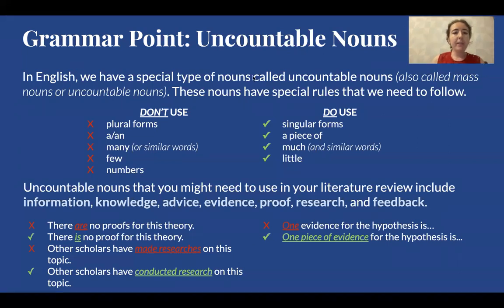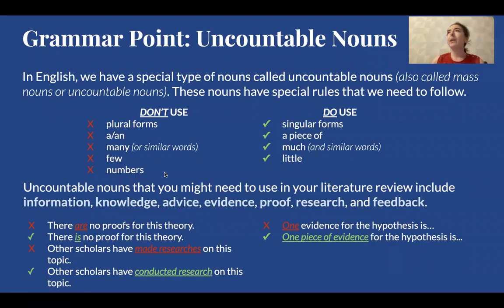So another grammar point I want to make here briefly is uncountable nouns. So in English, we have a special type of nouns called uncountable nouns or mass nouns. These nouns often refer to like a class of objects or an abstract concept, and we have some special rules that we need to follow when we use them. Specifically, we don't use plural forms with them. We don't use a or an with them. We don't use words like many, which you have to use a plural with that anyway. We don't use few, and we don't use numbers.